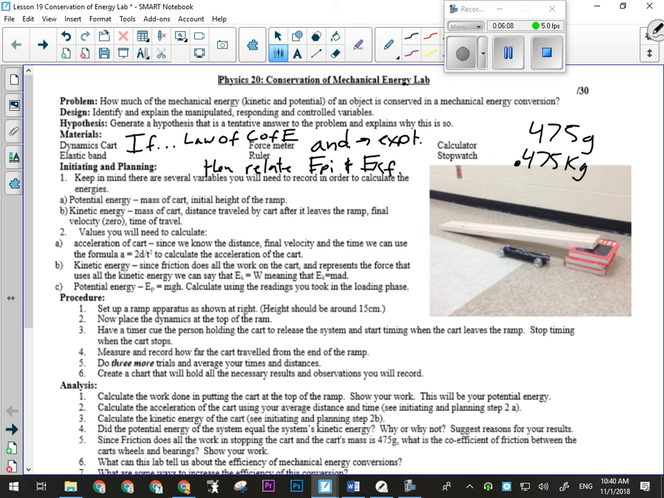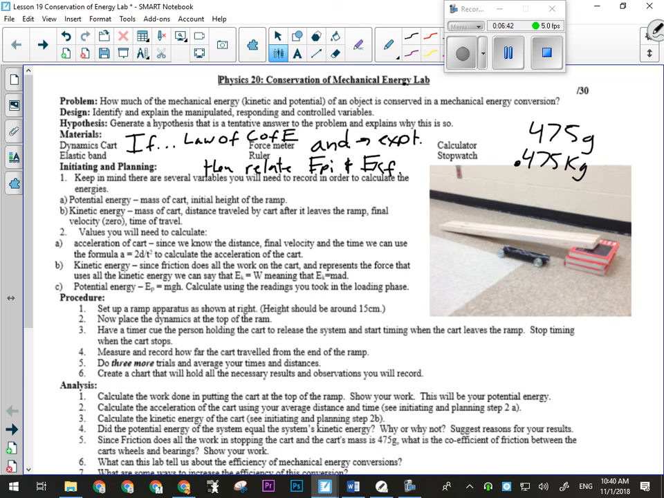Other things we need to know. Okay, the height of the ramp. So you're going to need to use one of the meter sticks to measure how high the top of the ramp is, when you get the ramp all set up. So you'll need mass of the cart, initial height of the ramp, and obviously 9.81, to calculate potential energy. To calculate the kinetic energy, we're going to need the mass of the cart, which we have, the distance traveled by the cart after it leaves the ramp, and the final velocity, which will be 0, and the time it travels for. Those are the things we're going to use.